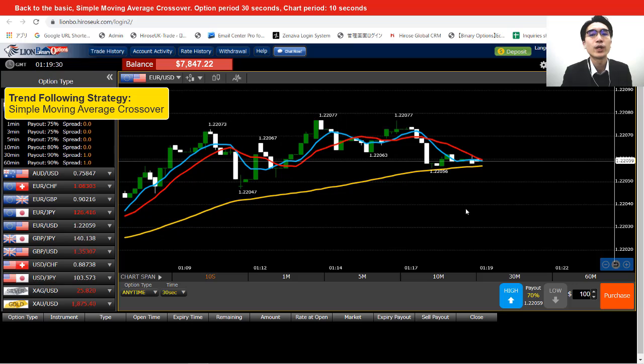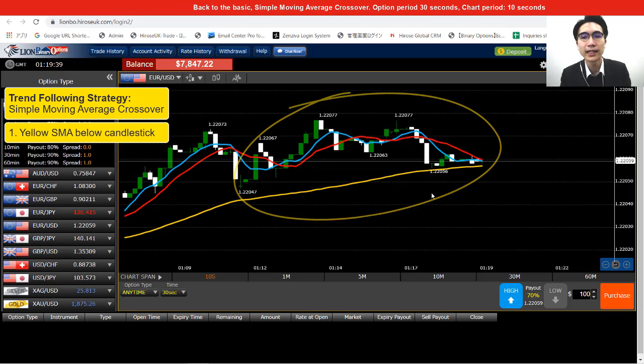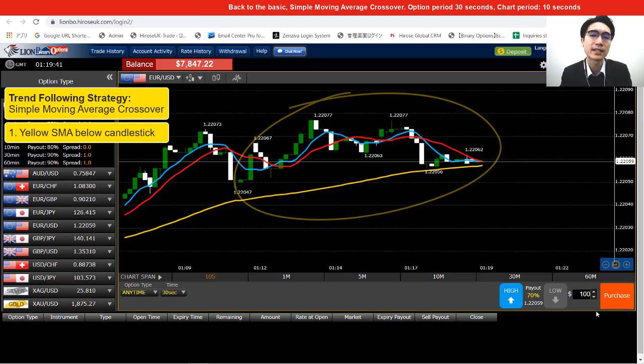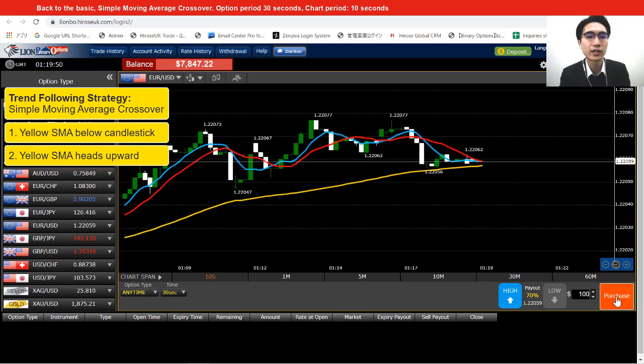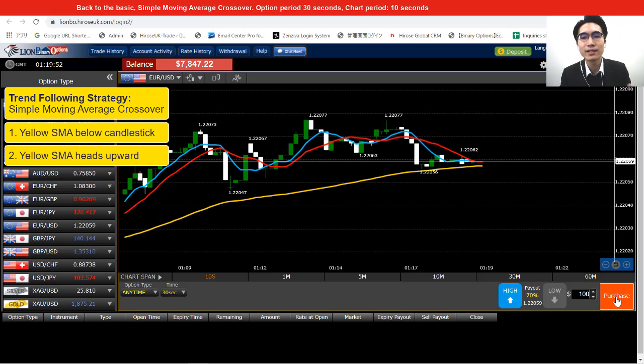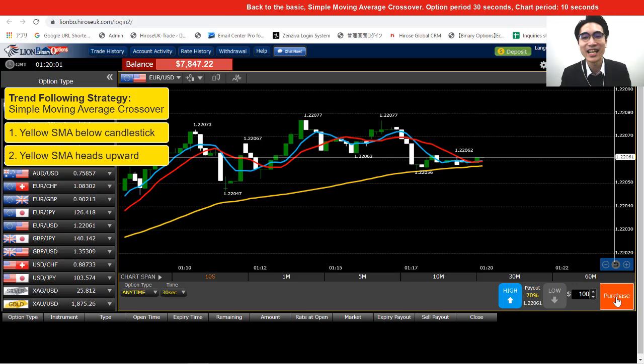First, we need to identify that the market is in a trend by using the yellow simple moving average. You see now that it is below the candlestick. After we see the relation between the candlestick and the yellow simple moving average, we look at the direction of the yellow simple moving average. Now you see in here the yellow simple moving average is heading upward, and it's quite obvious. So now we know that the market is in an uptrend.